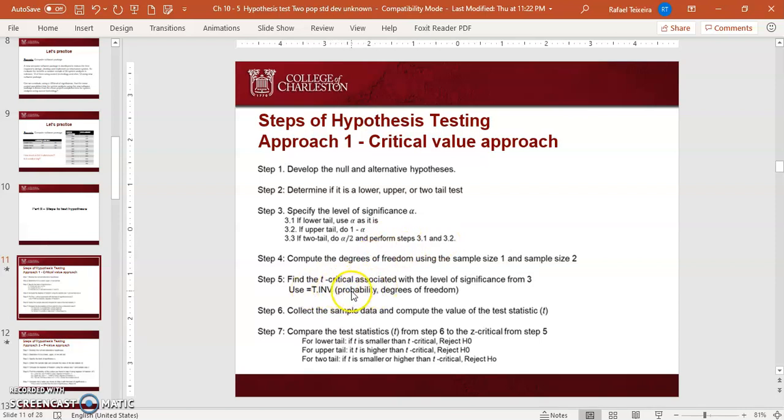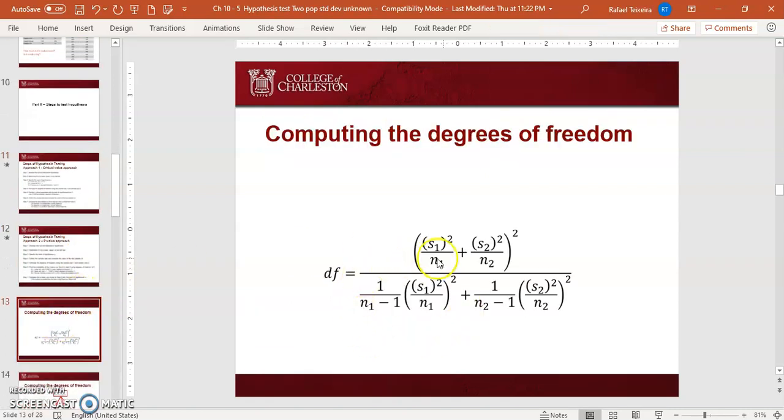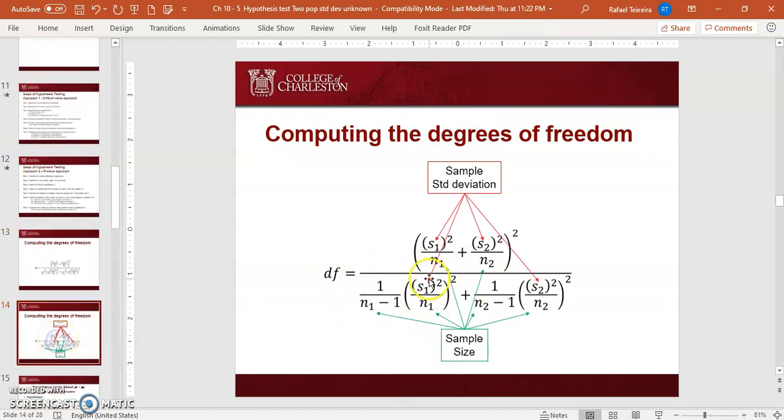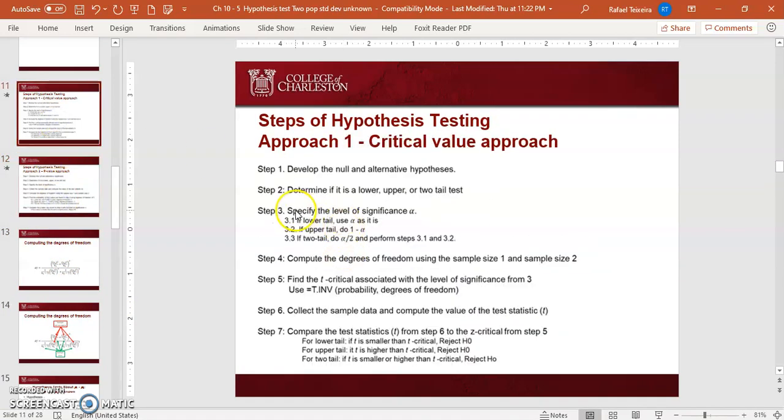So, okay, to get the t. And then after doing this, you compute the degrees of freedom. The degrees of freedom is computed using this formula. That's a very complex formula. You see that we have the sample standard deviation S, and we have the sample size n. So you have to compute that. And then you go back here, then you use the alpha here in the probability, and the degrees of freedom here in this formula. So you are doing steps 3 and 4 to get the t critical.